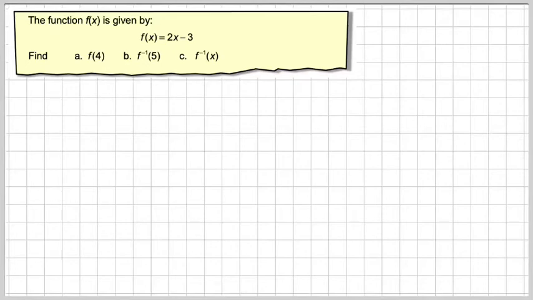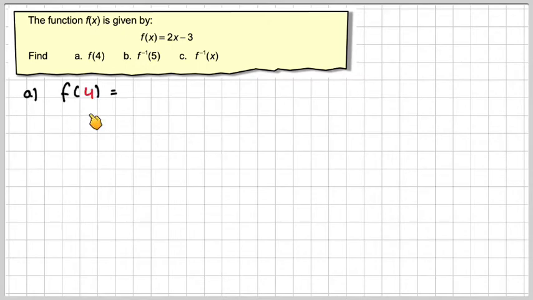Hi, in this video we're going to introduce the idea of the inverse function. So we've got the function f of x is given by f of x is equal to 2x minus 3. First of all we're going to work out f of 4, then we're going to do f to the minus 1 of 5, and then f to the minus 1 of x, and we'll explain what f to the minus 1 means in a minute.